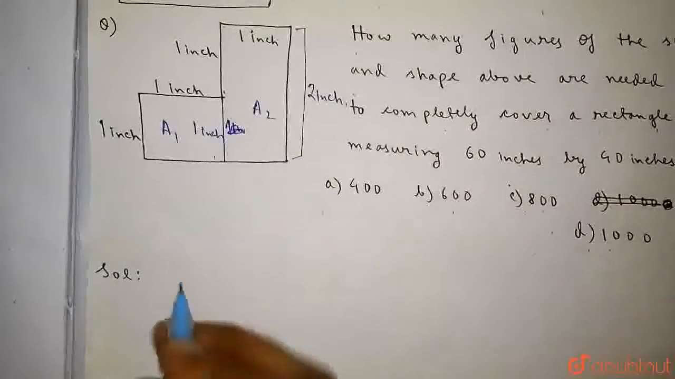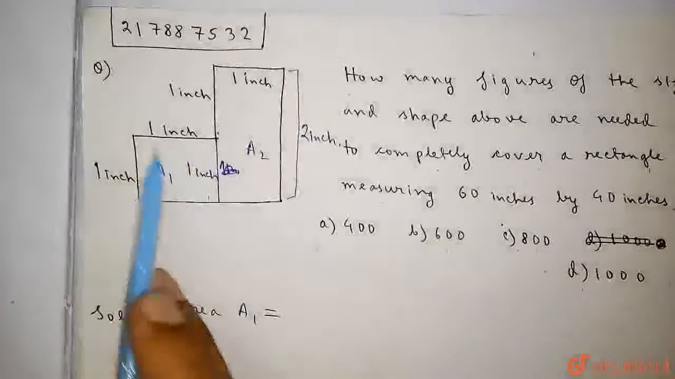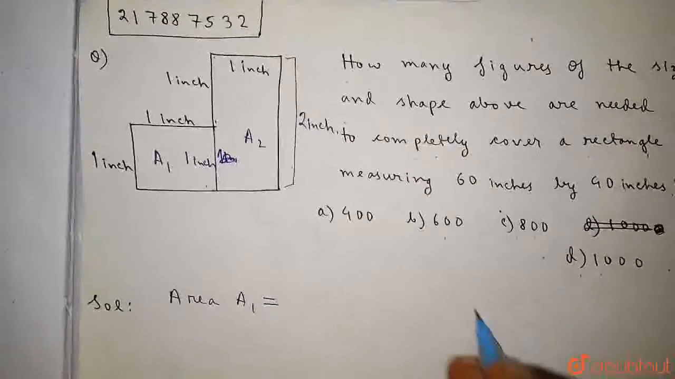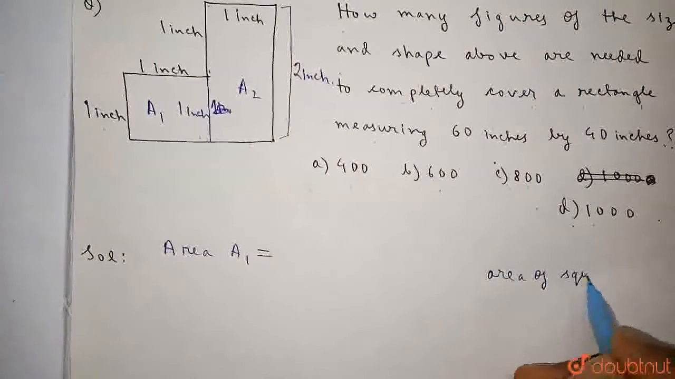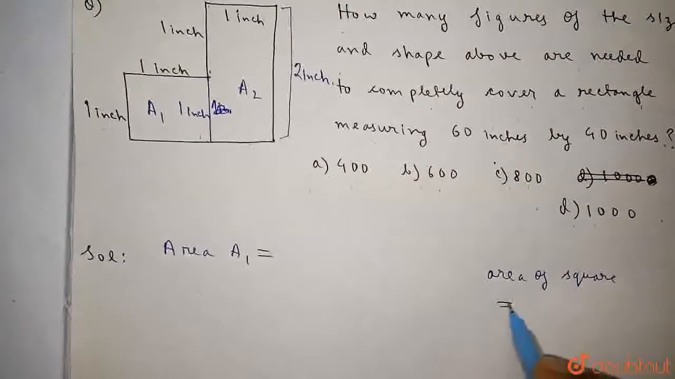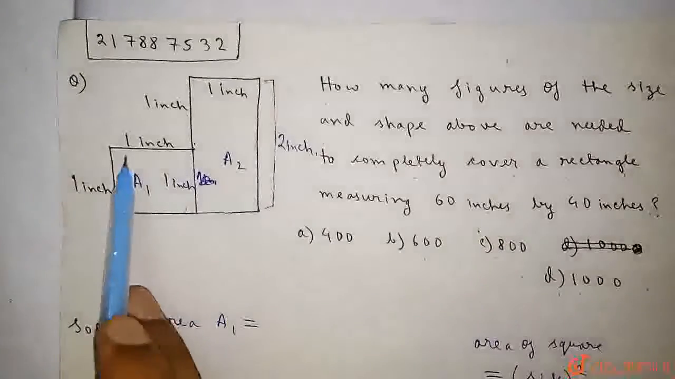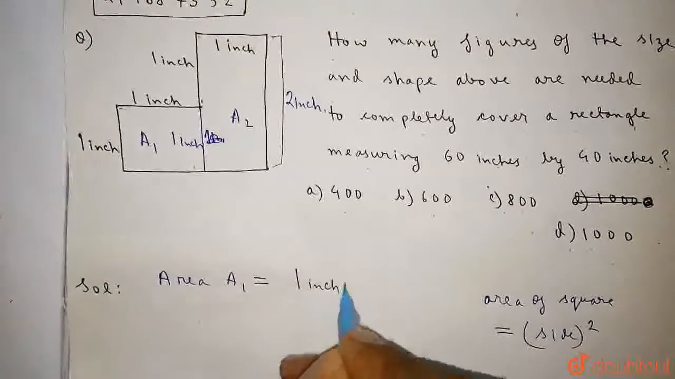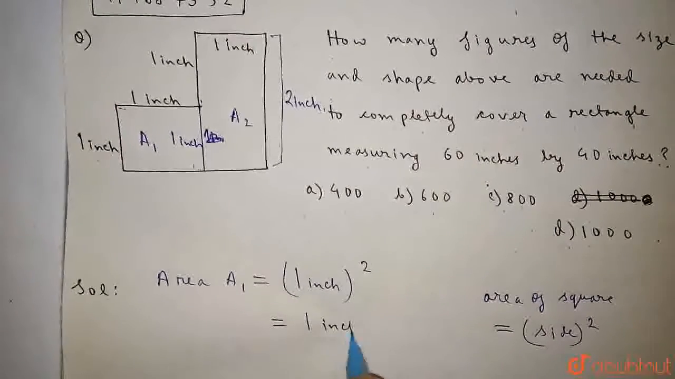So this area we can refer as A1 and this area we can refer as A2. So the area A1 is, this is a square, so we know the area of square is side square. So here the measure of one side is 1 inch, so the area of A1 is 1 inch square, which gives us the value 1 inch square.